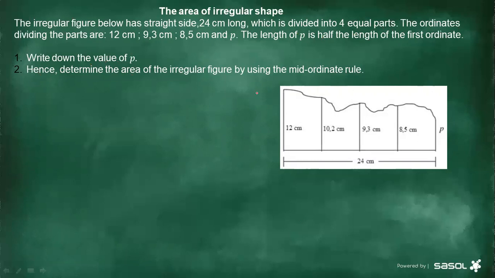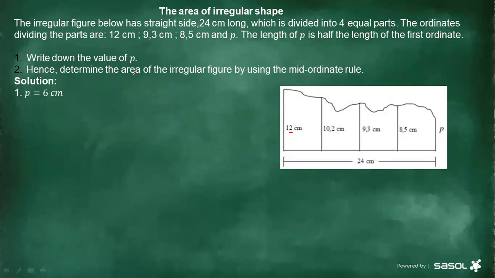This one is very important, and it's very clear what they are saying P is. The length of P is half the length of the first ordinate. What is the first ordinate? It is 12. So half of 12 is equal to 6. Let's see if that is true. Yes, P equals 6 because half of the first ordinate is 6.